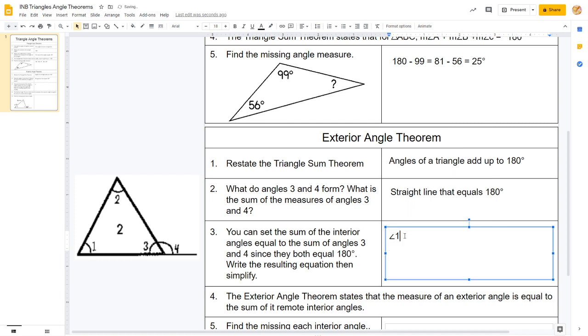So angle 1 plus angle 2 plus angle 3 equals, well, it equals 180, but so do the sum of angle 3 and angle 4. Angle 3 plus angle 4.